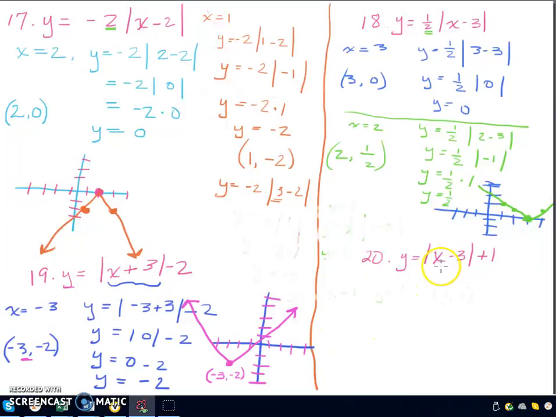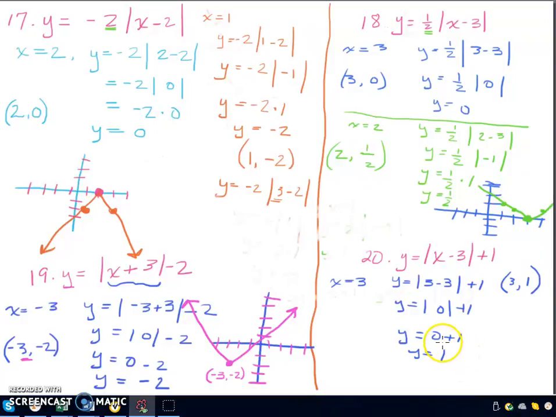Okay, so here we go. What value of x will make the inside of this absolute value equal to 0 will be 3. So we know x equals 3. We know that's going to be the first number for our vertex. We substitute it into the equation. We get y is equal to the absolute value of 3 minus 3 plus 1. Y is equal to the absolute value of 0 plus 1. Y is equal to 0 plus 1. So y is equal to 1. So my coordinate point for my vertex is going to be 3, 1.